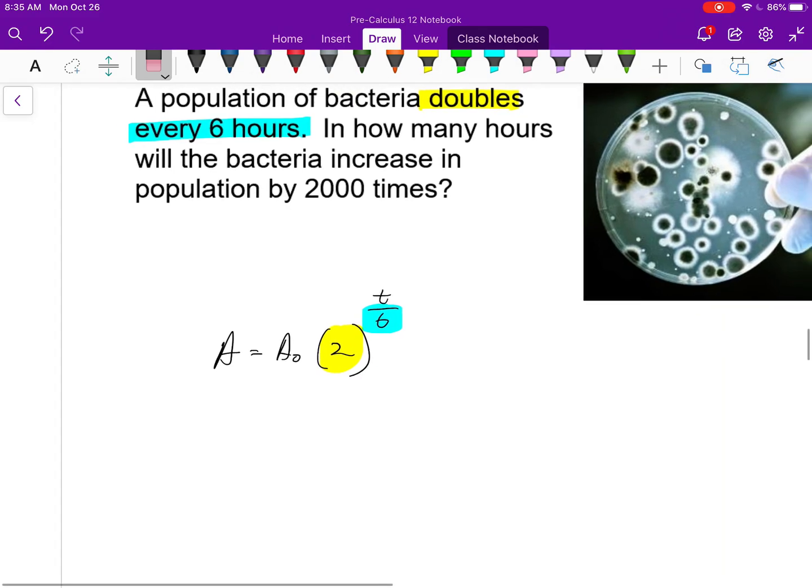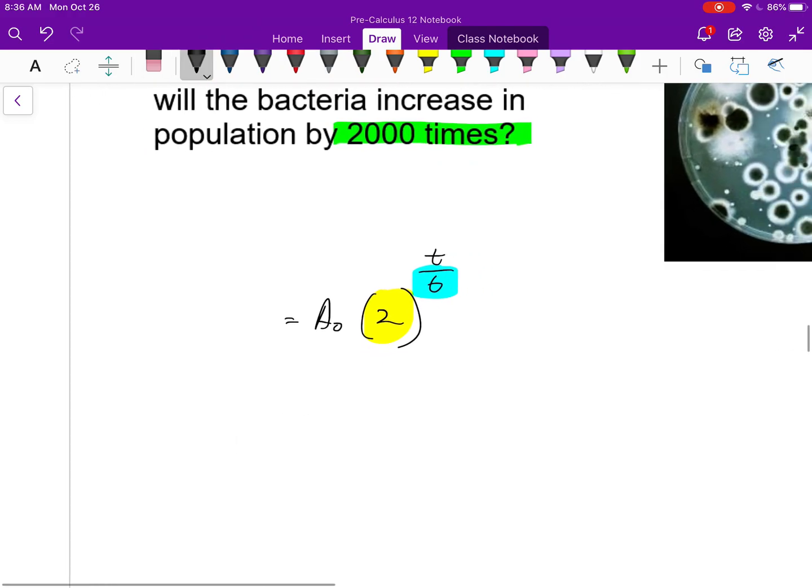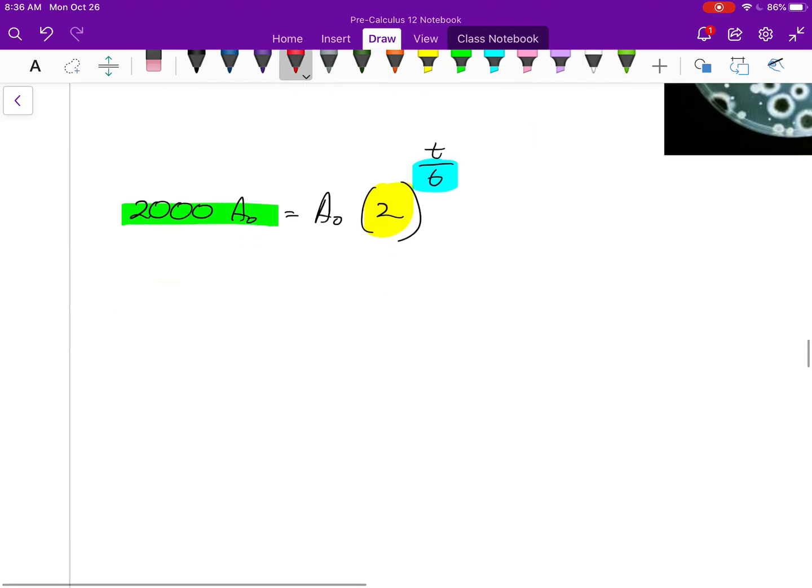That said, how long does it take to increase by 2,000 times? Well, that means my final amount will be the same as my initial amount, but times 2,000. So I'm going to erase the left side of my equation and change it to 2,000 times A naught. Right, that's what that really means. My initial amount is increased 2,000 times, so 2,000 times A naught. At this point, I can just divide both sides by A naught and just focus on this. 2,000 equals 2 to the power of t over 6. So the initial amount doesn't actually matter.